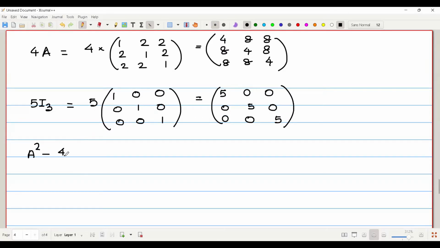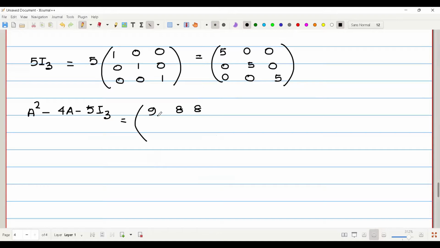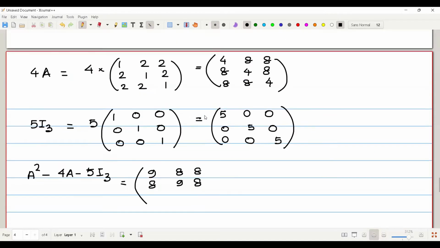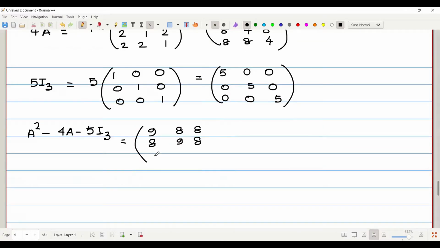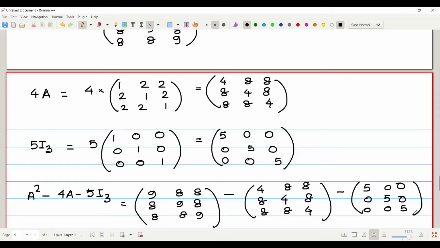So finally, A square minus 4A minus 5I3 is equal to, already we have A square meaning 9, 8, 8, 8, 9, 8, 8, 8, 9, minus that one 4A, that means 4, 8, 8, 8, 4, 8, 8, 8, 4, and finally minus 5, 0, 0, 0, 5, 0, 0, 0, 5.